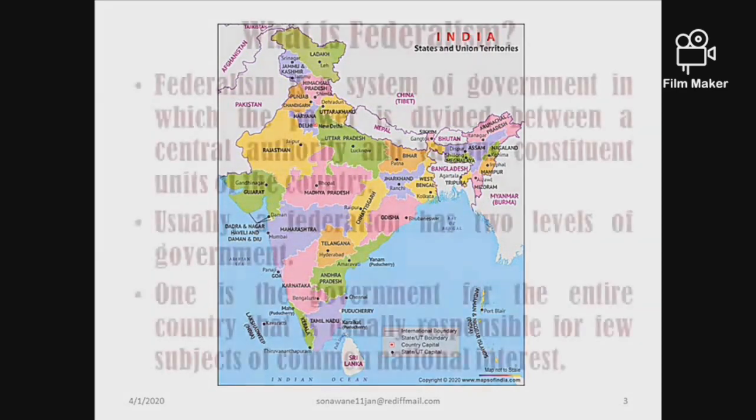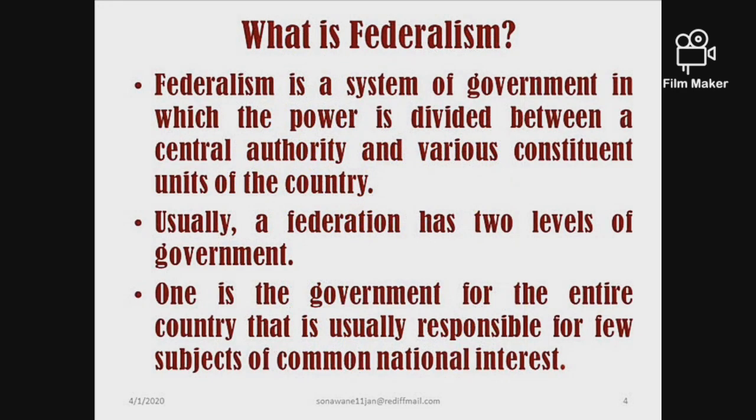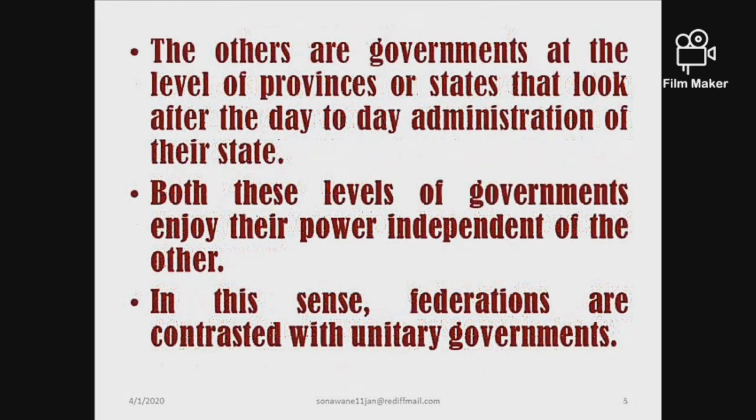What is federalism? Federalism is a system of government in which the power is divided between a central authority and various constituent units of the country. Usually, a federation has 2 levels of government. One is the government for the entire country that is usually responsible for a few subjects of common national interest. The others are governments at the level of provinces or states that look after the day-to-day administration of their state. Both these levels of government enjoy their power independent of the other.